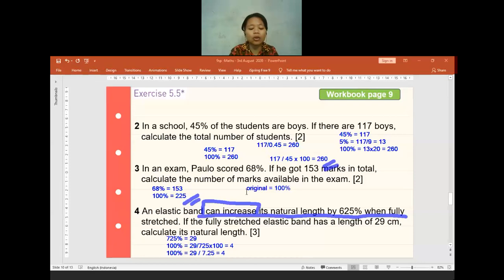And then it is increased by 625%. So when it is fully increased, fully stretched, how do you pronounce stretch? If it is fully stretched, it will be the original plus the percent that it can increase. We add 625. That's why it will be 725%.